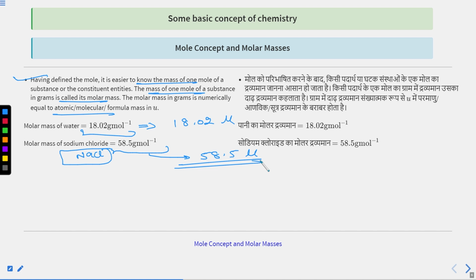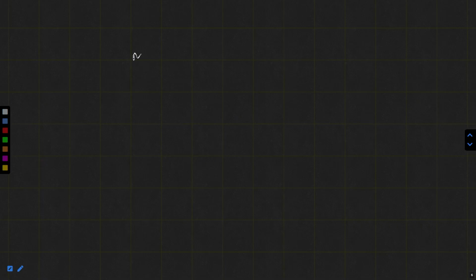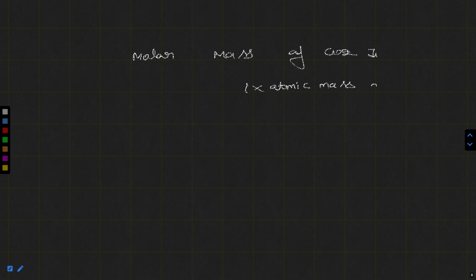So you can calculate the molar mass like this. Suppose you have to calculate what will be the molar mass of CO2, carbon dioxide. The molar mass of CO2 is 1 into atomic mass of carbon plus 2 into atomic mass of oxygen.